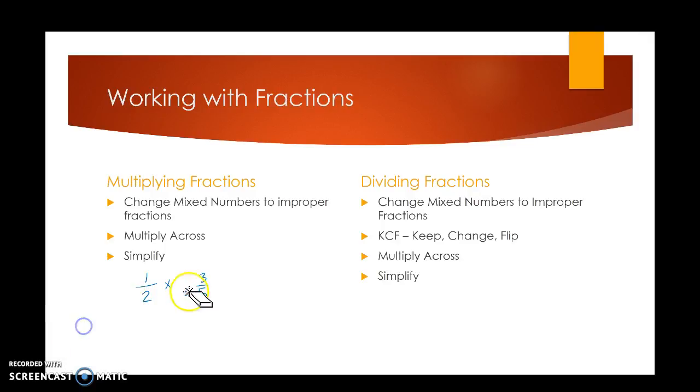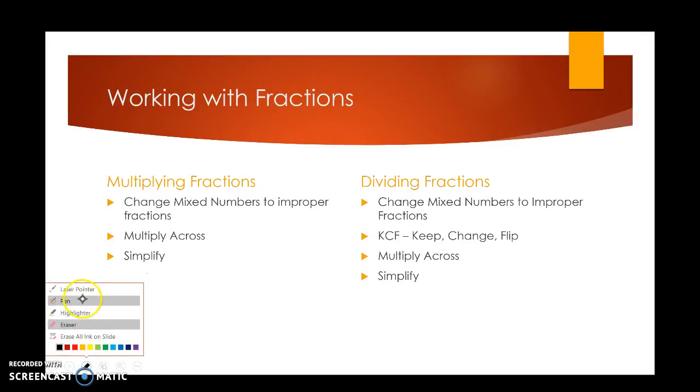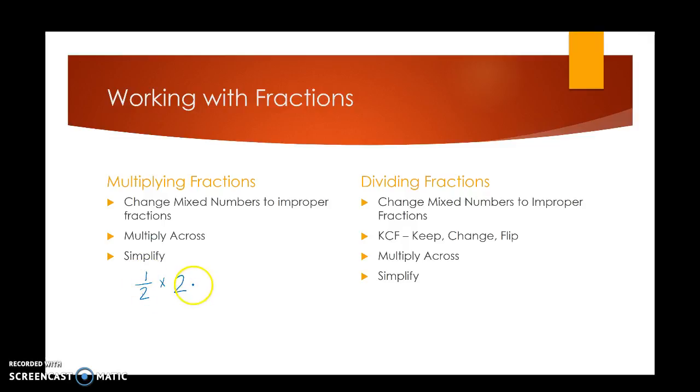Okay, so now we're multiplying fractions. First things first, when you're multiplying and dividing, you always need to change to improper fractions. When we added and subtracted fractions, we needed a common denominator. We do not need one with multiplying. So if I do 1/2 times 2 1/4, my first step needs to be to change this to an improper fraction.